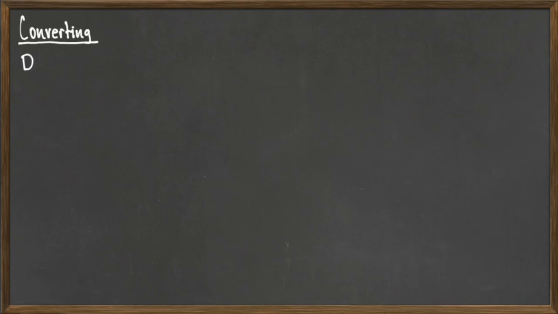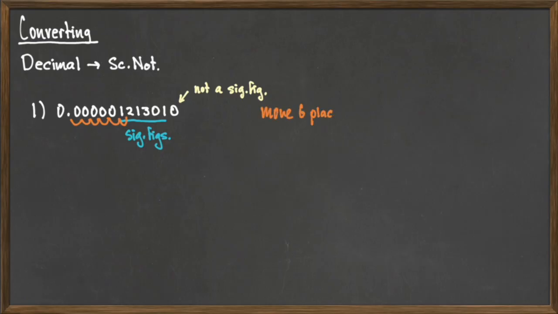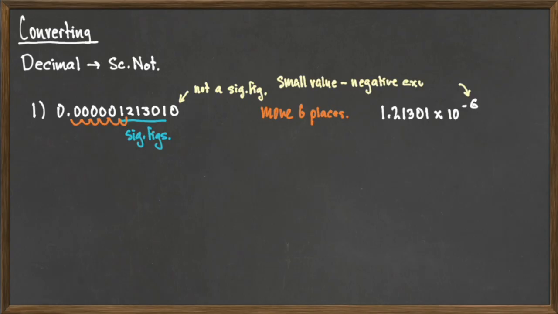Now let's talk about how to convert from one form to another. We're going to convert two decimal numbers into scientific notation. First, let's take a look at our number, figure out the significant figures, and move our decimal place over just enough to where exactly one number would be to the left of the exponent. We can do this by moving the decimal place 6 positions, and this would give me the number 1.21301 times 10 to the minus 6th.